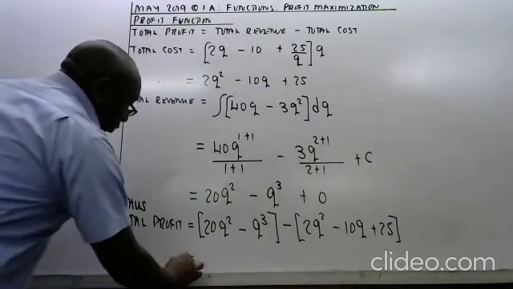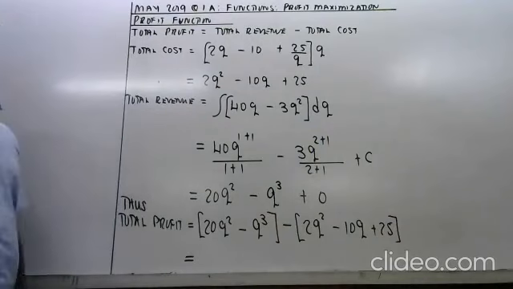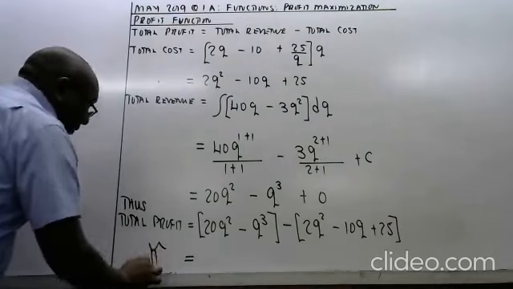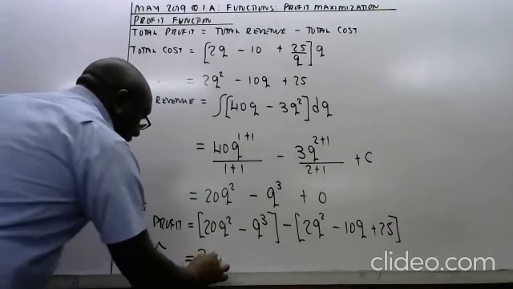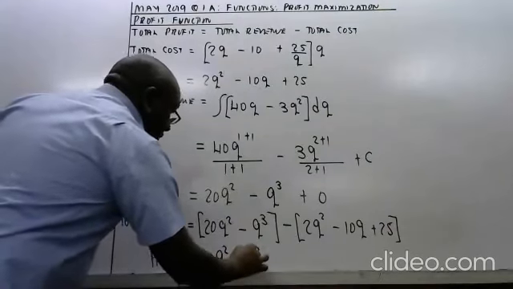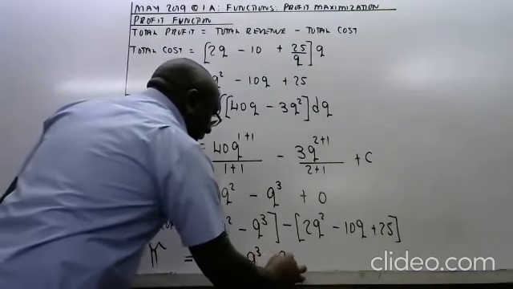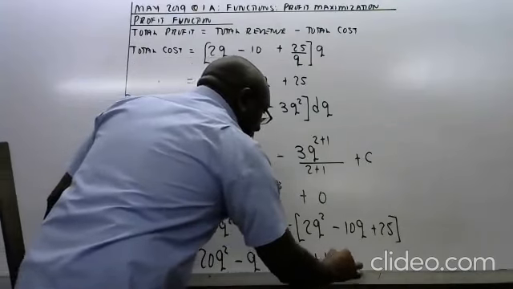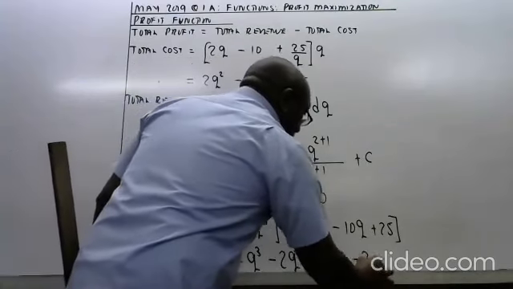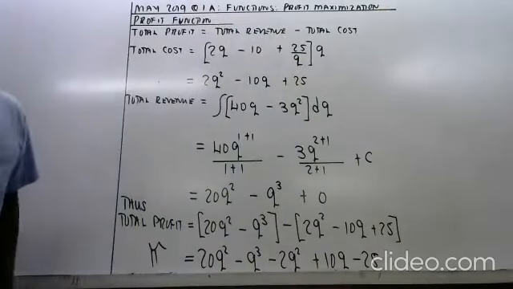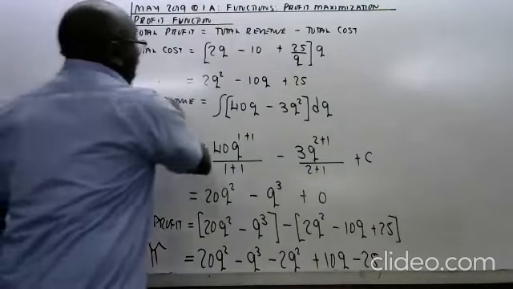And when I seek to open the brackets, I will say pi is equal to 20Q squared minus Q cubed minus 2Q squared plus 10Q minus 25.